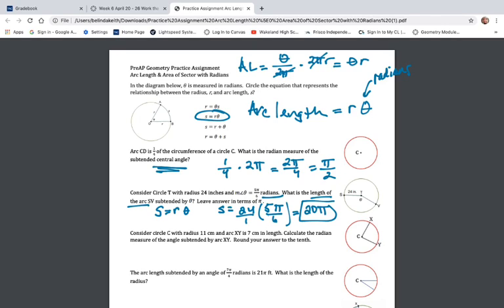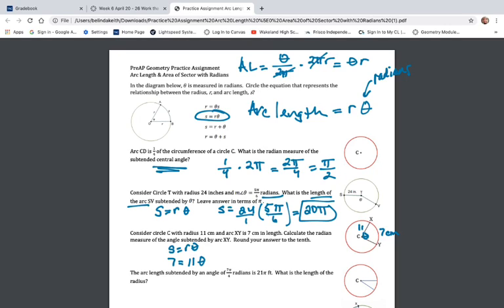Okay, this one you have a radius of 11, and it has an arc length that is 7 centimeters. That's the arc length, not the arc measure. And they want to know what the angle is. So you're going to use your formula, S equals R theta. You know your S is 7. They told us that was the arc length. Your radius is 11, and you're trying to find theta.